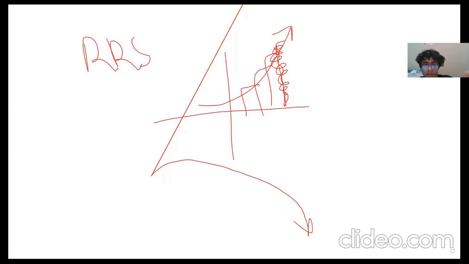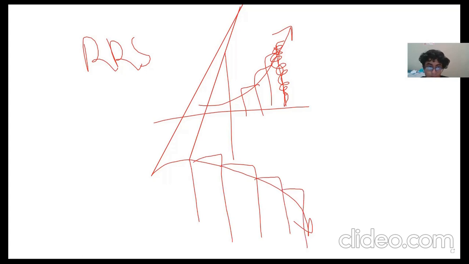And then you see, okay, left is an over approximation for concave down, right? And it used to be under approximation for concave up. And then right Riemann sum is a little bit different.